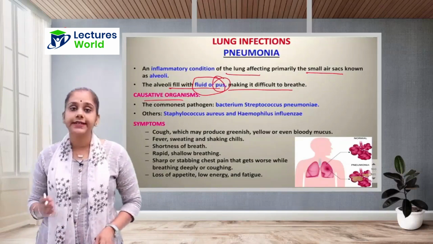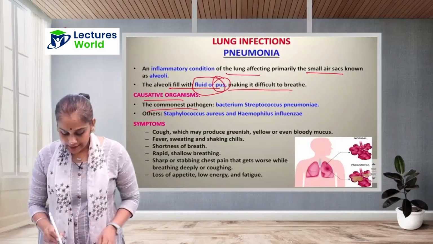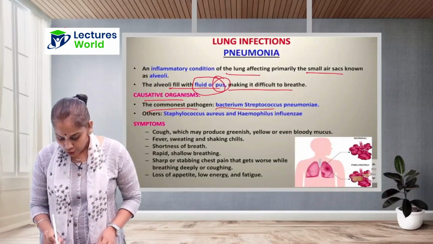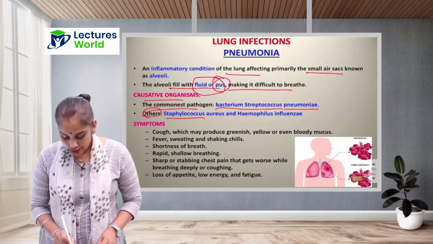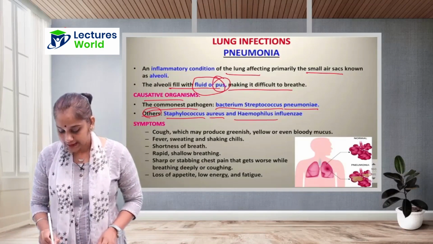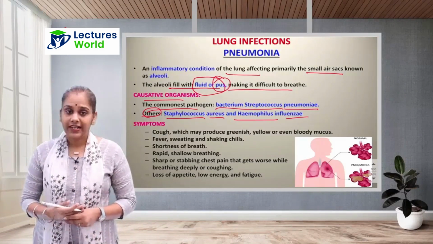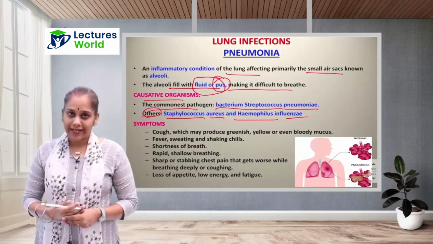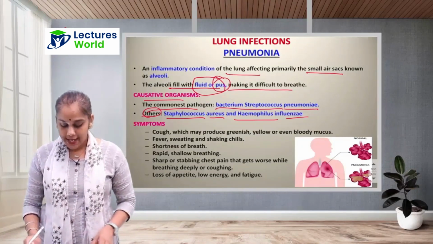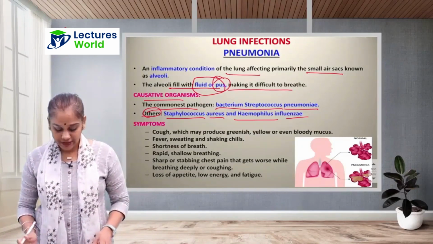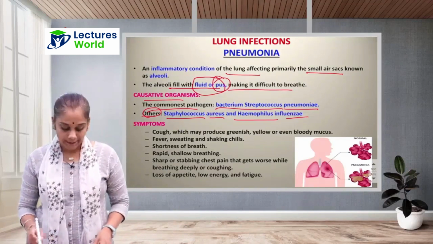Which are the causative organisms of pneumonia? The commonest pathogens are the bacterium Streptococcus pneumoniae, and others such as Staphylococcus aureus and Haemophilus influenzae. These are the common pathogens that cause pneumonia. Most commonly it is a bacterial infection, the bacterium Streptococcus pneumoniae.